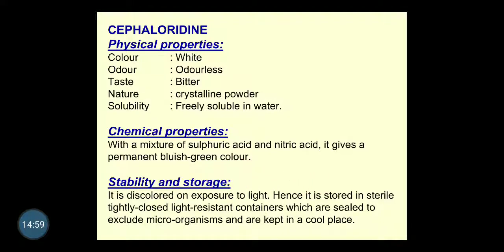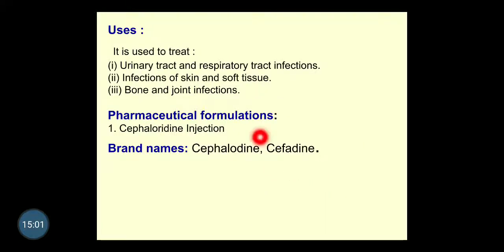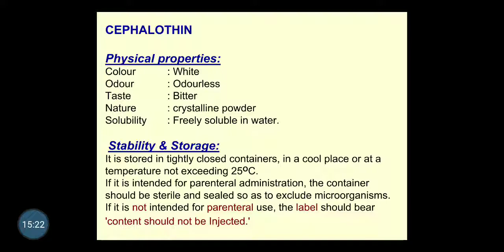Stability conditions are the same as the previous one. Uses: urinary tract infection, respiratory tract infection, skin and soft tissue infection, and bone and joint infection. To treat all these infections this cephalosporin antibiotic is used, and it is available in injectable form. Cephaloridine and cefadine are the brands for the given antibiotic.